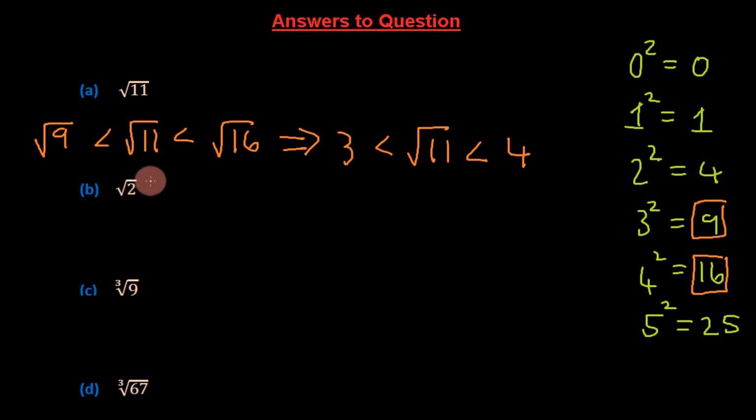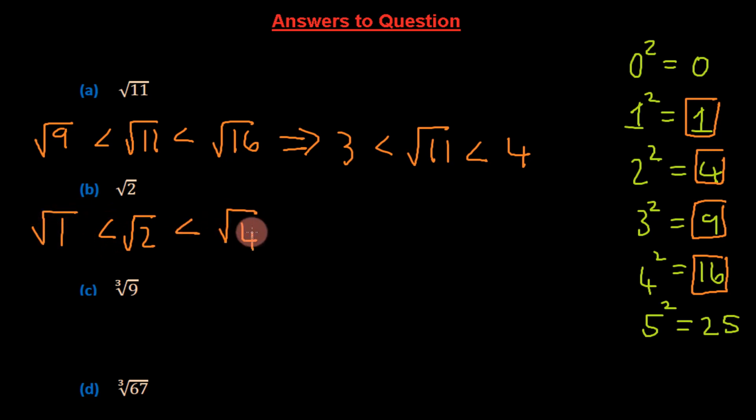In B, we have the square root of 2. Now, the number 2 lies between these two perfect squares, 1 and 4. So that means that the square root of 2 lies between the square root of 1 and the square root of 4. The square root of 1 is 1, and the square root of 4 is 2. So once again, the irrational number, the square root of 2, lies between these two whole numbers.